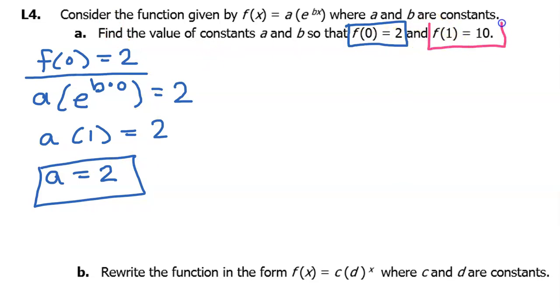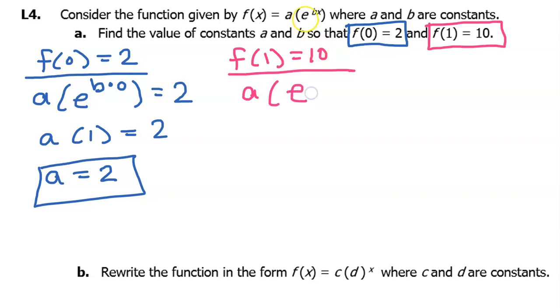Let's use the second fact. f(1) is equal to 10. Let's see where that leads. So this means if we plug in 1 for x, we should get 10 for the answer. So looking at the function again, we have a times e to the bx power. But we're plugging in 1 for x, so this will be b times 1. And if we plug in 1 for x, we should get 10 for the answer. So all of this should equal 10.